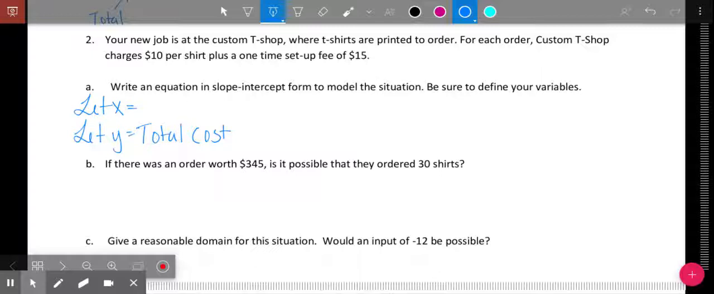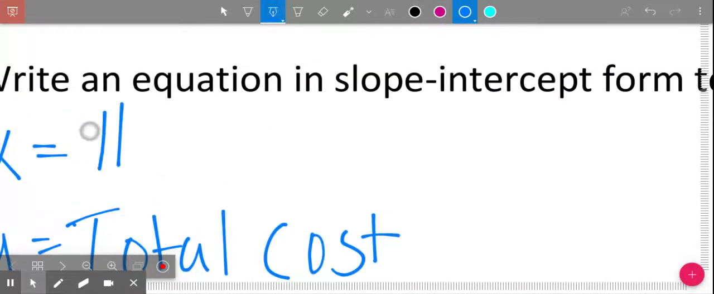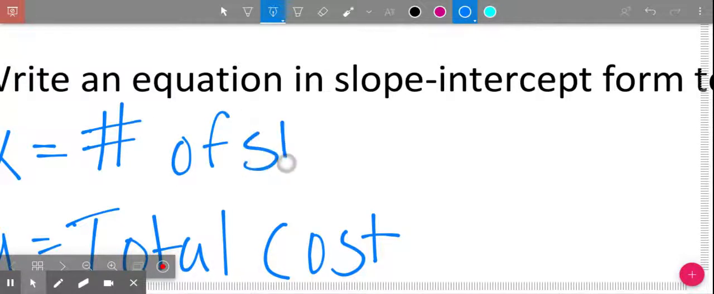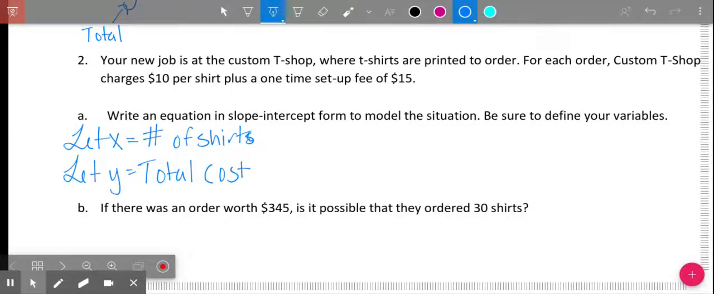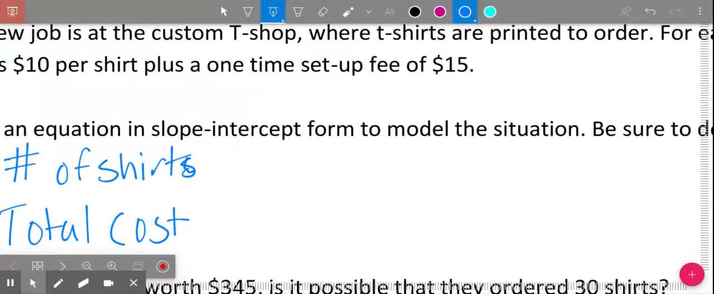Okay. And then we're talking about what is affecting the total cost. Well, that's going to be the number of shirts. So now we're going to write our equation. We need to think about what's going to be our M and which one's going to be our B. Okay, well, it's a one-time setup fee. Okay, you have to do your setup fee first of $15.